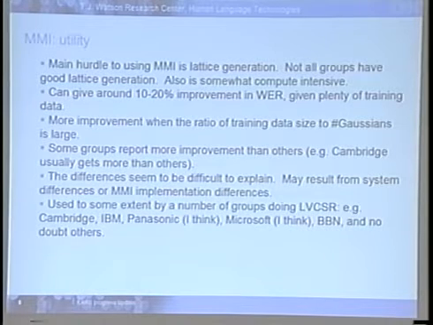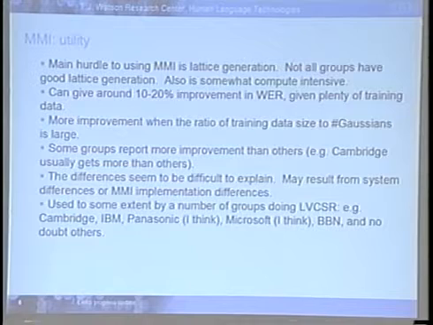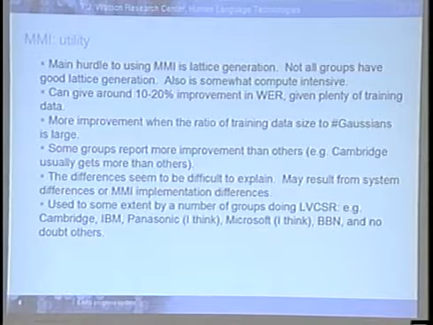Generally you can get maybe 10 to 20% relative improvement in word error rate, depending on the setup. But you get more improvement when you've got a lot of training data relative to the number of Gaussians. So in Cambridge, we always tended to use a small system, and we had quite large improvements. Also, we often tested it before VTLN and SAT, and that gives you more improvement too. I think all of these groups are doing it to some extent: IBM, Panasonic, Microsoft and BBN. And I think you guys have started looking at it too.